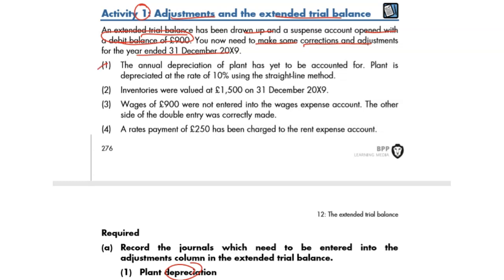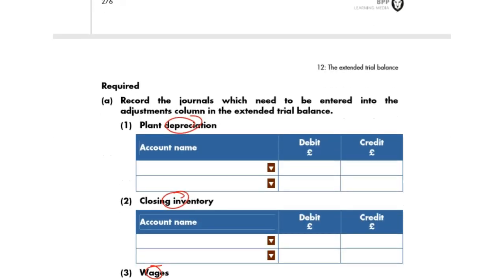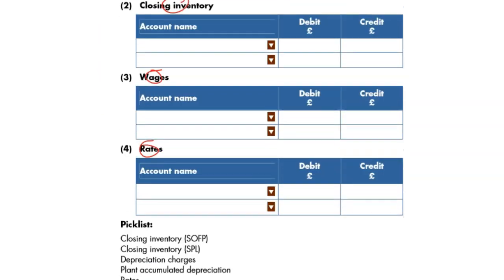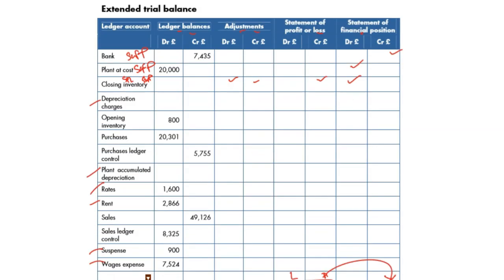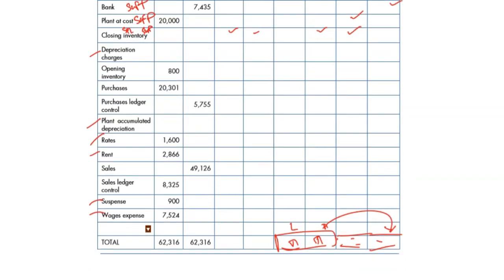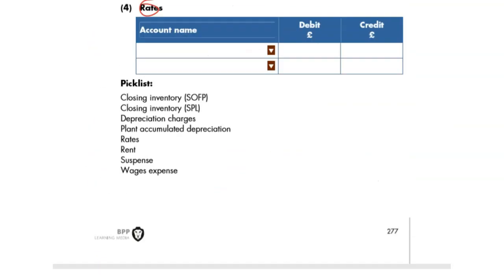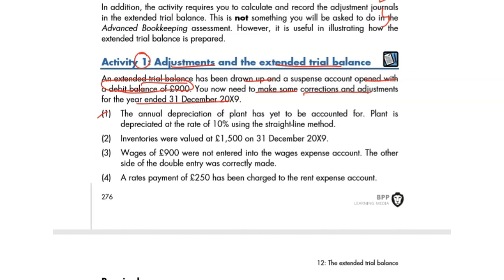Okay, the first one. Let's read the requirement first, before reading the question. Requirement A: prepare the journals which need to be entered into the adjustment column. So 1, 2, 3, 4 adjustments are there. We're going to do it. And number B, enter the journals you have recorded in A into the adjustment column. Extend the figures, statement of profit and loss, SPL. That means in short you need to do an extended trial balance, don't you? So stay focused, please.